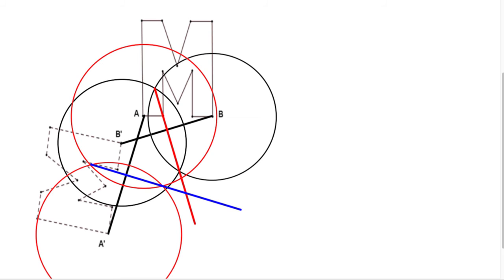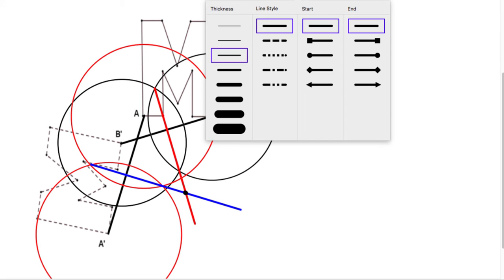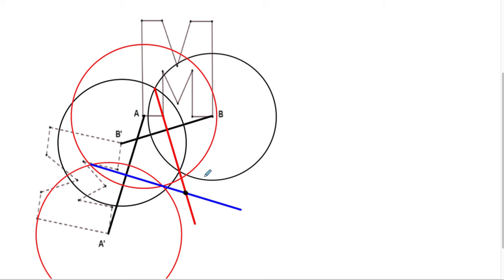All right, so everyone should have a perpendicular bisector for both A prime and B prime. Notice that those will intersect each other. That intersection point right here is your point of rotation. So let's go ahead and label that. This guy right here, that is our point of rotation.